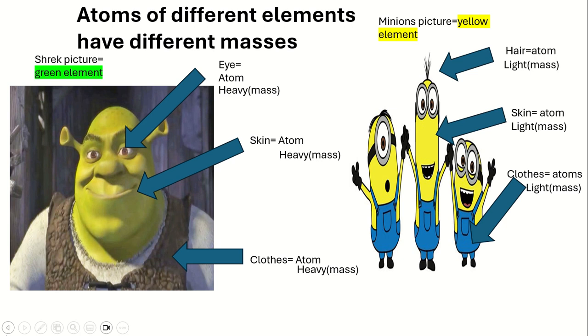And then obviously they have different masses. Because he has his characteristics, like big, strong arms and things like that, he will have a different mass, or he will be heavy. Whereas with the minions' characteristics, with them being all light, they will obviously have a different mass. They will be light mass.